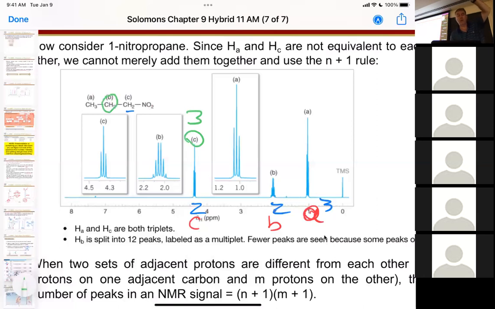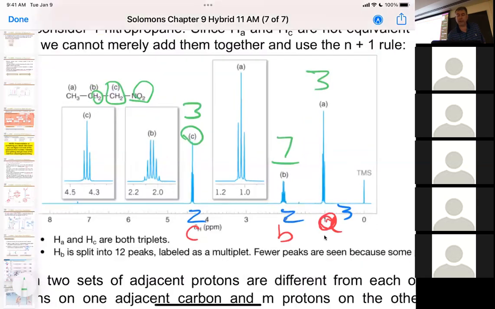Okay, and we have 1, 2, 3, 4, 5, 6. 6 plus 1 is 7. We should have 7 peaks on this one. And going to the last one, we don't have any hydrogens on this side. We only have 2 hydrogens on that side. So that's 2 plus 1 equals 3. So that should be a 3.